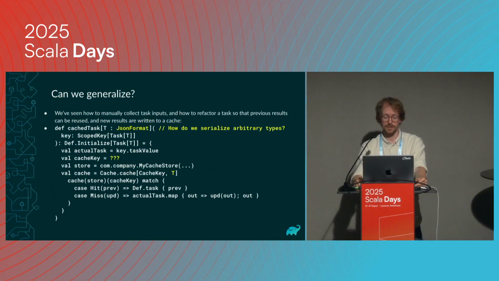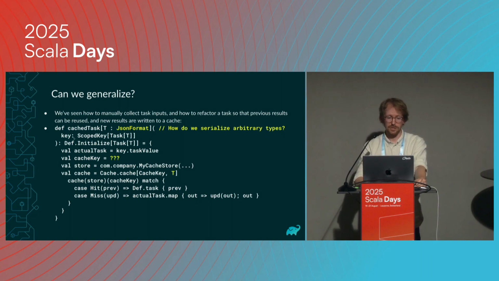Because actually there's nothing that looks so specific to testing in what we've seen. So we've seen how we can collect the task input. It would be nice if we could do it automatically. So let's try to define this cache task. A cache task would wrap a task that produces some value of type T. Here we need to say that this type T conforms to JsonFormat, because in SBT that's the type that you would use to serialize a value to JSON and be able to recreate it back from its JSON representation.